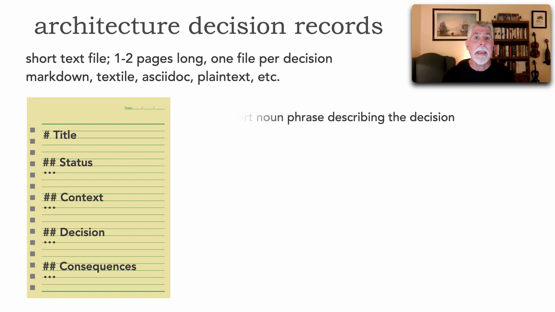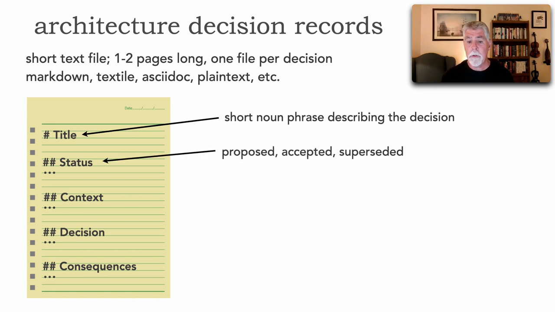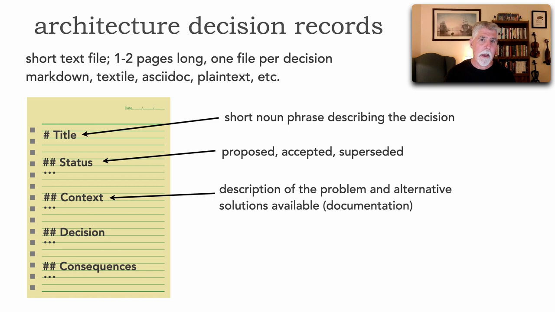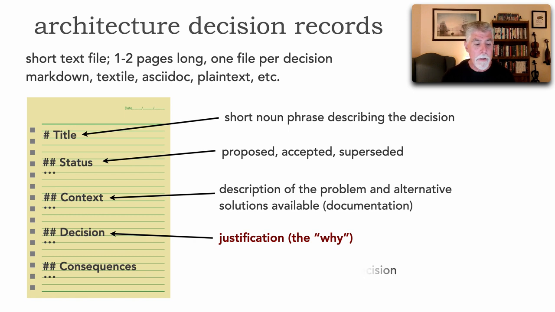Now, the 5 main categories of an architecture decision: the title, describing what the decision is or the actual decision; the status, proposed, accepted, or superseded; in the context section of the architecture decision record, this is where we describe very briefly, in a couple of sentences to a paragraph, what the problem is and what some of the alternatives are. This, I love saying, really is architecture documentation. One of the most important parts of the architecture decision record, of course, is the decision with justification, and finally the consequences.